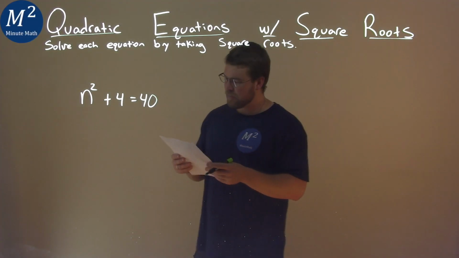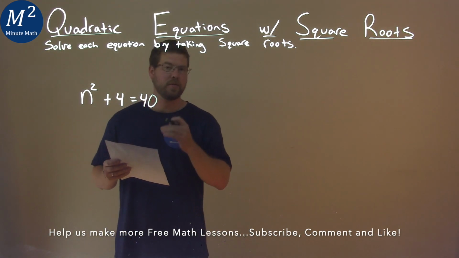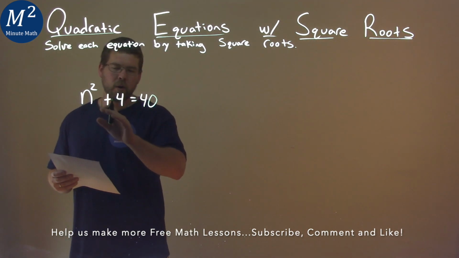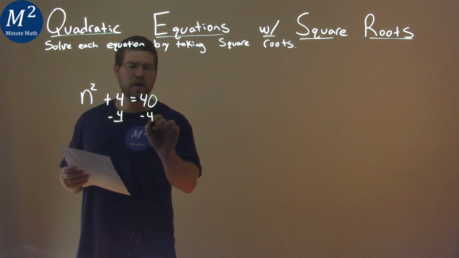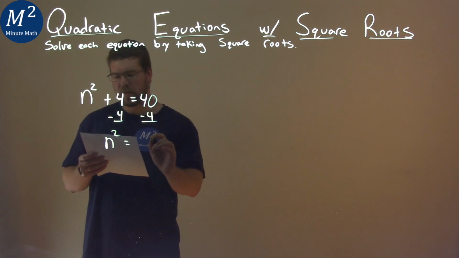We're given this problem right here. N squared plus 4 equals 40, and we have to solve this by taking some square roots. Well, my goal here is to get n squared by itself. So I subtract a 4 from both sides, and I have n squared now equal to 40 minus 4, 36.